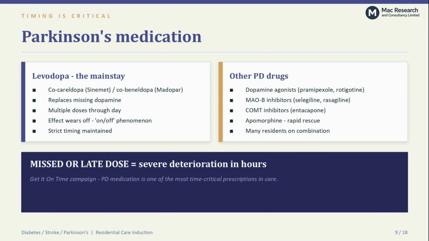The resident who has missed their levodopa dose by an hour can become rigid, unable to move, unable to swallow, in distress, sometimes for hours. Parkinson's UK runs the Get It On Time campaign because PD medication is consistently among the most missed and most consequential medications in care settings, particularly when residents are admitted to hospital and the hospital uses standard medication times rather than the resident's specific timing.